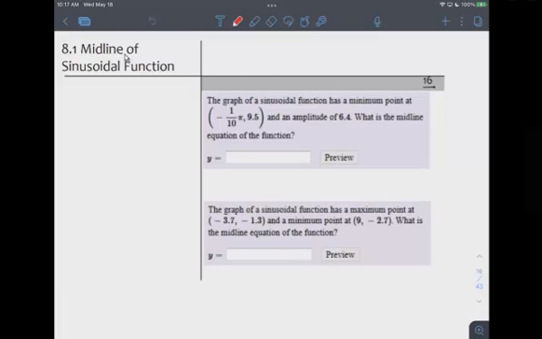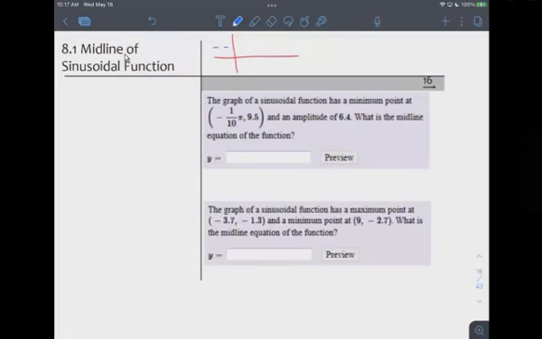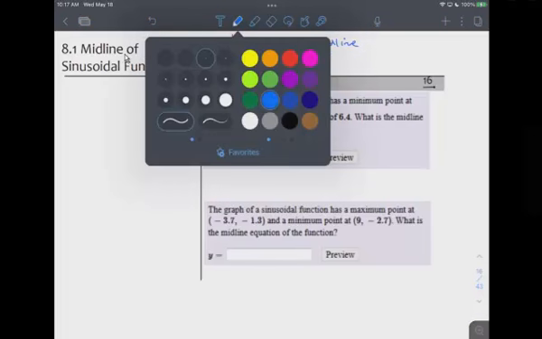Okay? So to look at the midline first, if you think about the graph of a sine or a cosine, remember the graph is going to oscillate about a midline. There's not going to be a physical line drawn there, but it is there. I will use a dashed line here just to represent it.